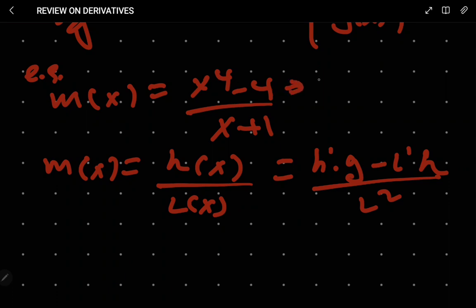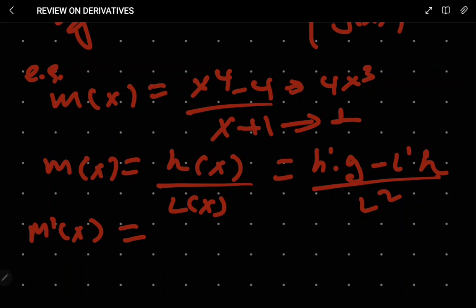You took this one, it is 4x to the power of 3. What's the derivative of this? It is 1. Yes, the derivative of x is 1. And how do you apply it here? So the m derivative of x is equal to how much? H derivative times g.